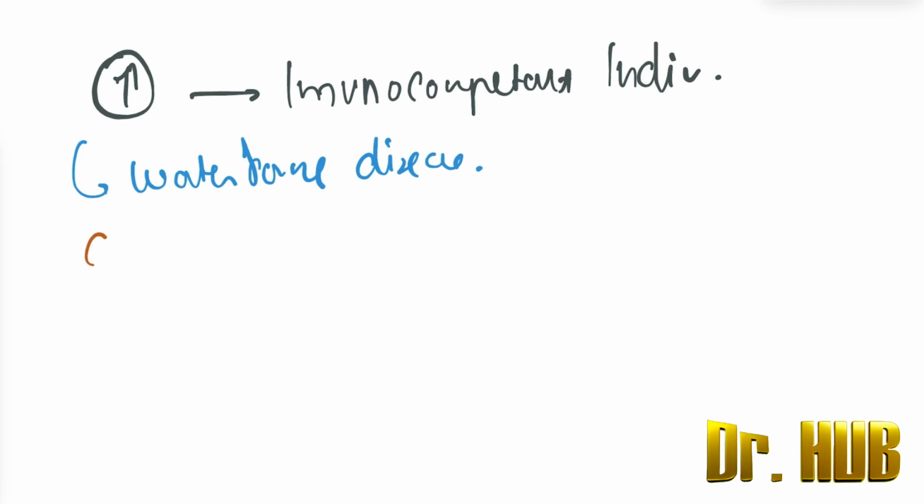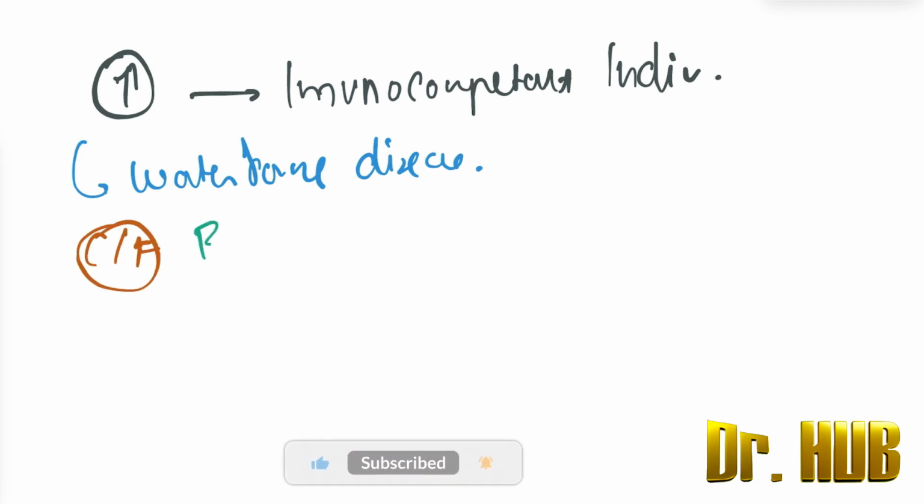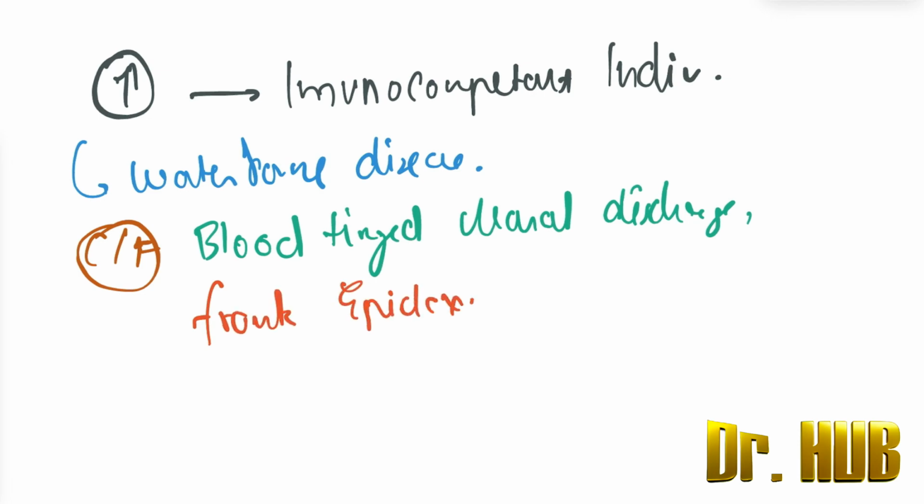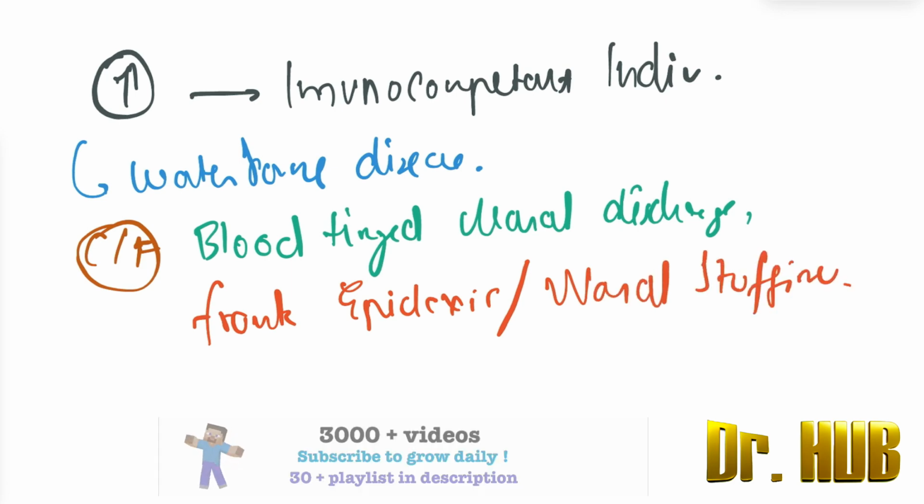Next, what are the clinical features? The clinical features include a blood-tinged nasal discharge. There can also be frank epistaxis, as well as nasal stuffiness. So there is blood-tinged nasal discharge, frank epistaxis, as well as nasal stuffiness.